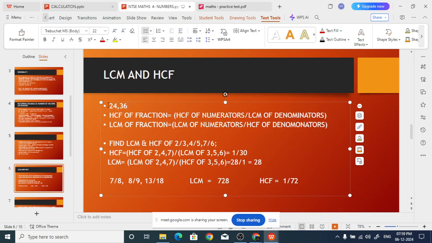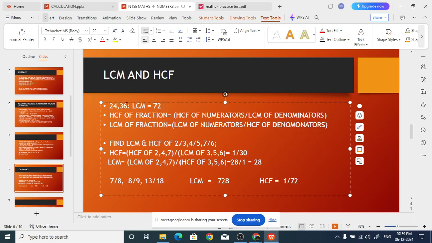So 24 and 36. What is the LCM of 24 and 36? 72, sir. Because you have to find the lowest number which is divisible by both 24 and 36. So 72 is divisible by both 24 and 36.